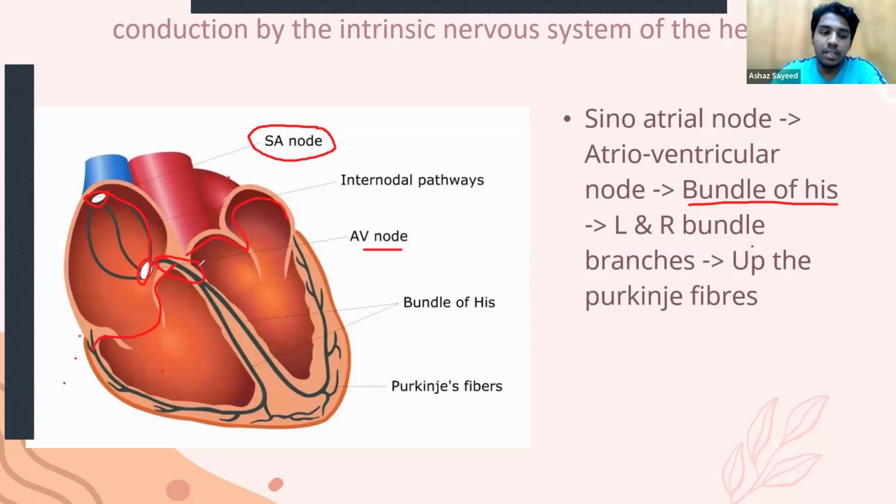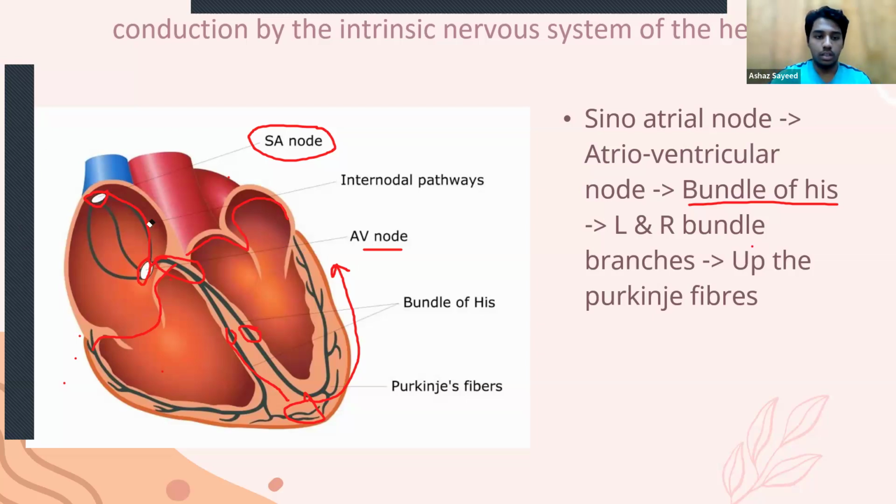From here, it branches off into the left and right bundle branches. These are your bundle branches. Finally, it moves from the bundle branches towards the apex, and from the apex, it moves upwards. So: sinoatrial node, AV node, bundle of His, bundle branches, and then up the Purkinje fibers to supply the ventricles. Done with that.